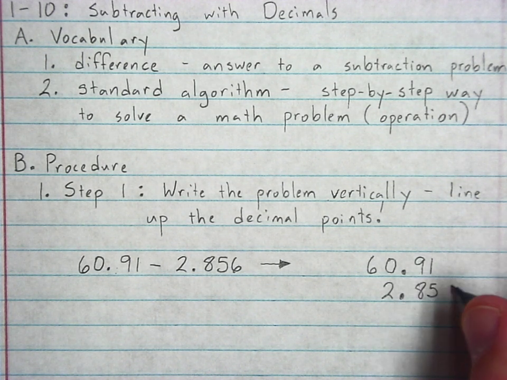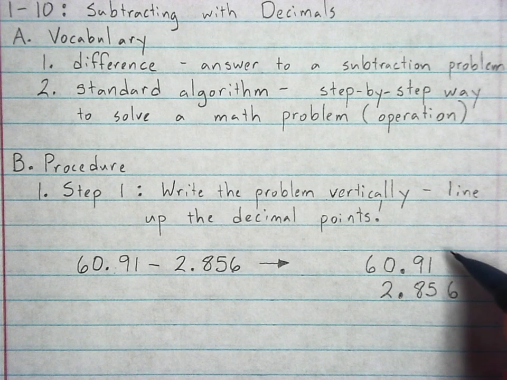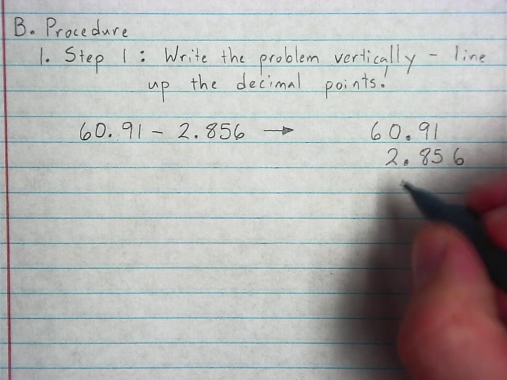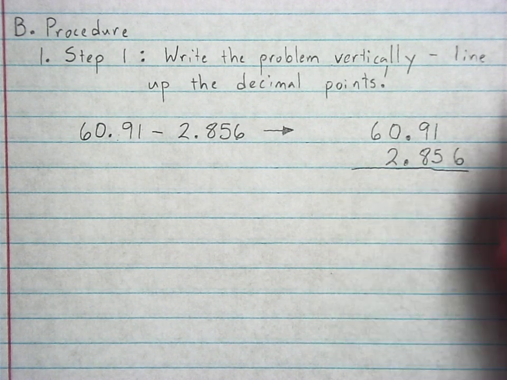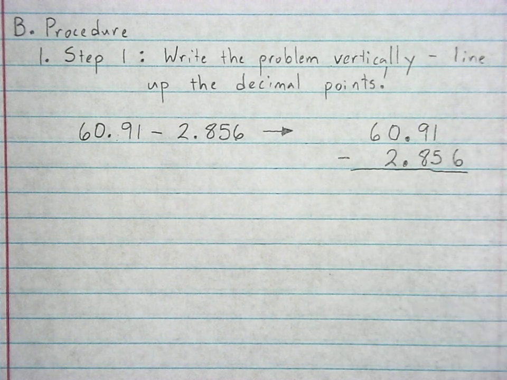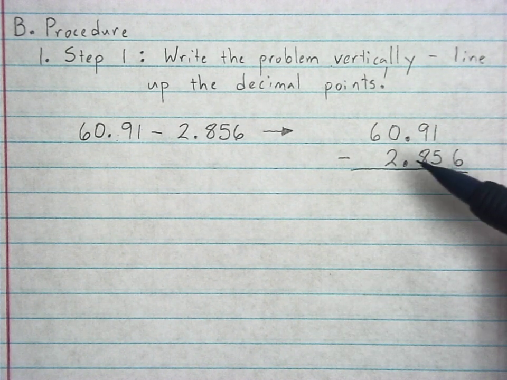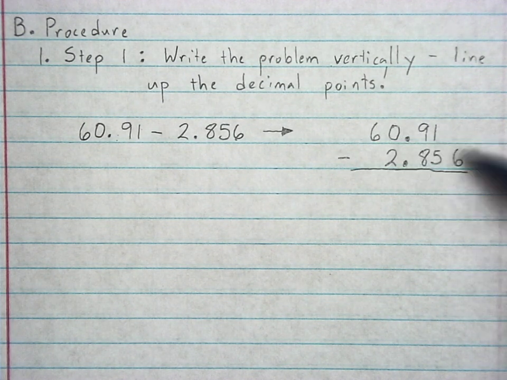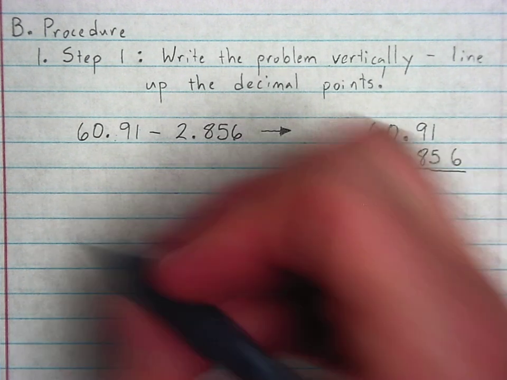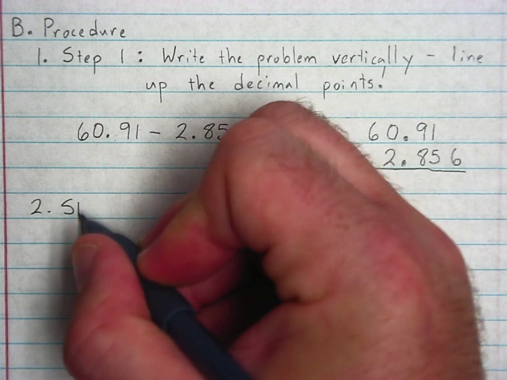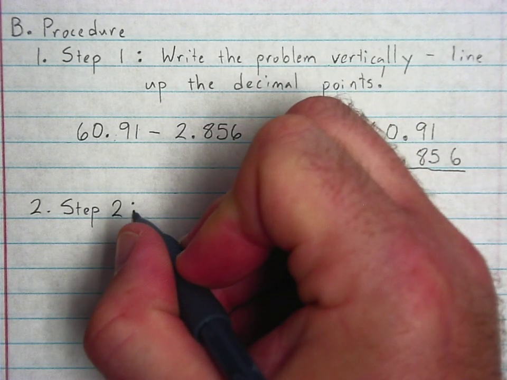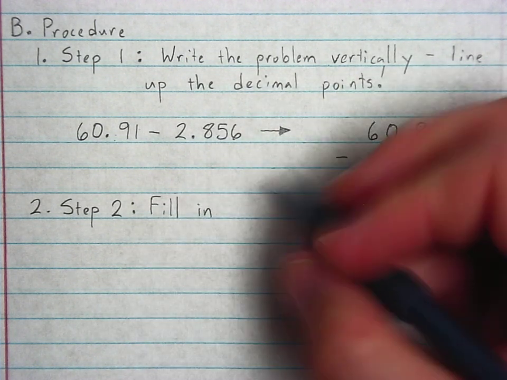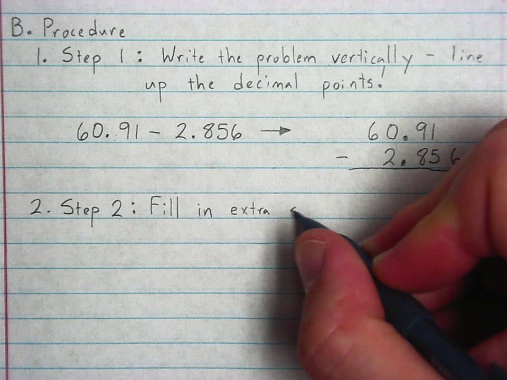8, 5, 6. That puts the 6 out here with nothing above it, which might look a little odd, but it's really actually nothing you haven't done before. I'll explain in a moment what we're going to do with that. Okay, so there's my subtraction. I've lined up the decimal points, and I've also again lined up all the place values, the ones, tens, tenths, hundredths, thousandths. For step 2, as we continue with the standard algorithm, step 2, we're going to fill in extra spaces.